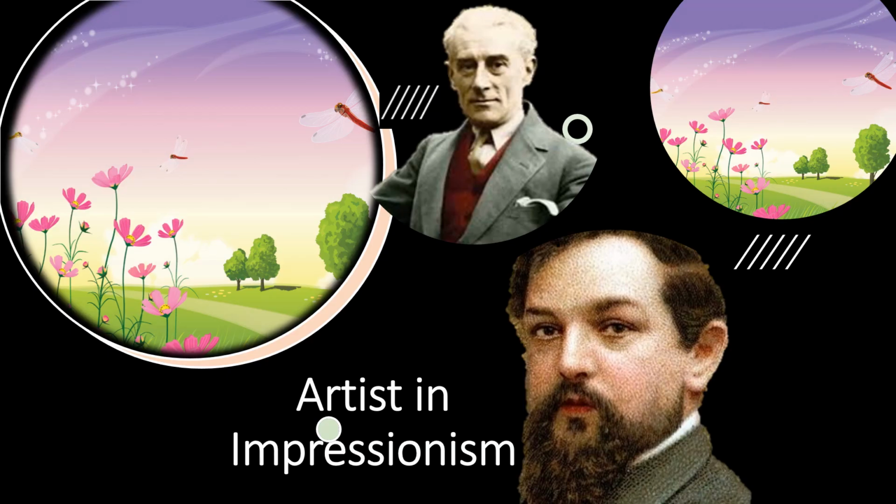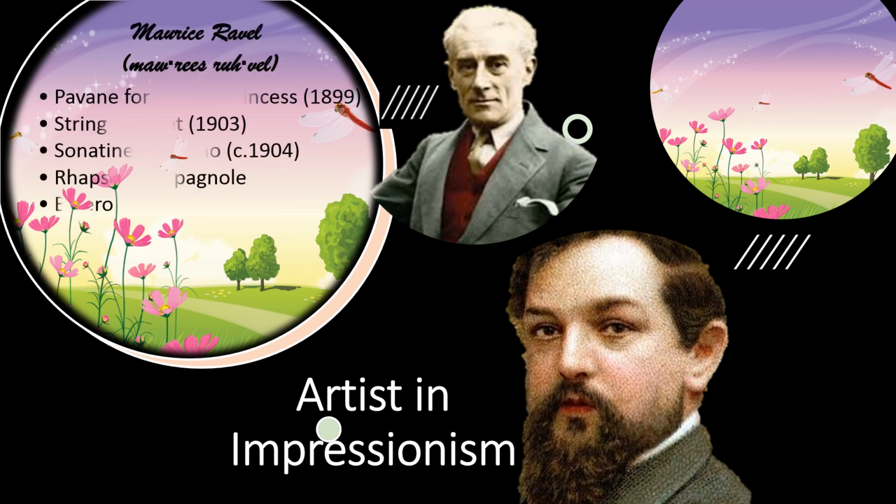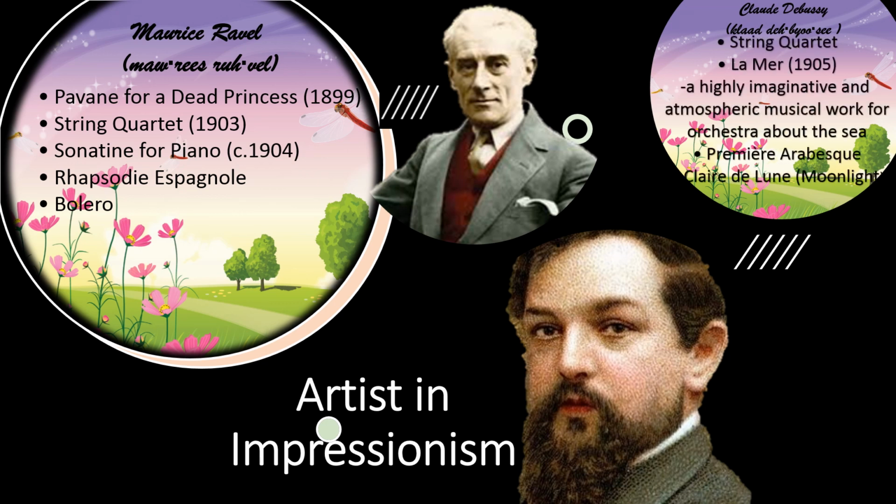There are several artists under Impressionism music. We have Maurice Ravel. His famous compositions are Pavane for a Dead Princess, String Quartet, Sonatine for Piano, Rhapsodie Espagnole, and Bolero. For Claude Debussy, who is the father of Impressionism music, we have String Quartet.